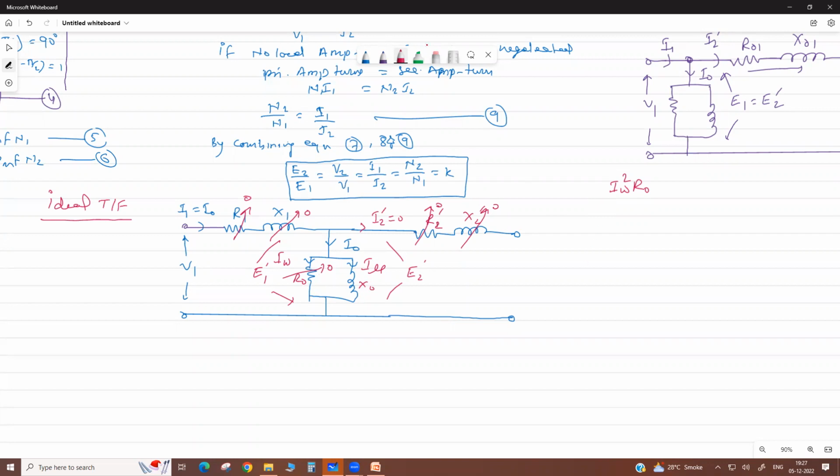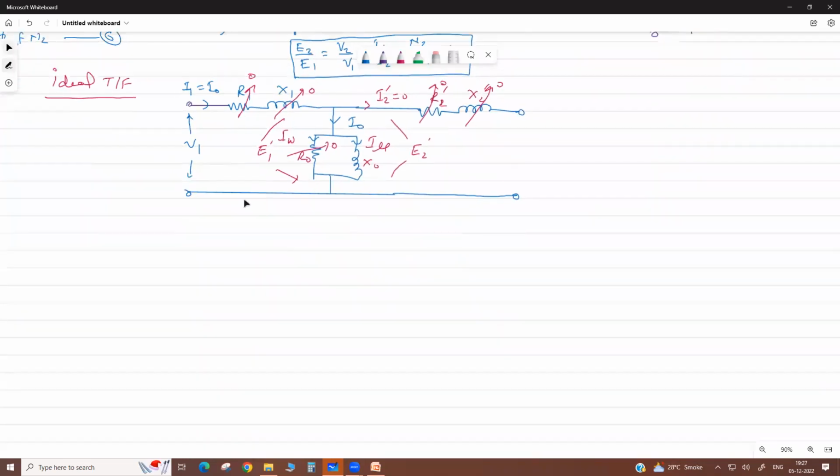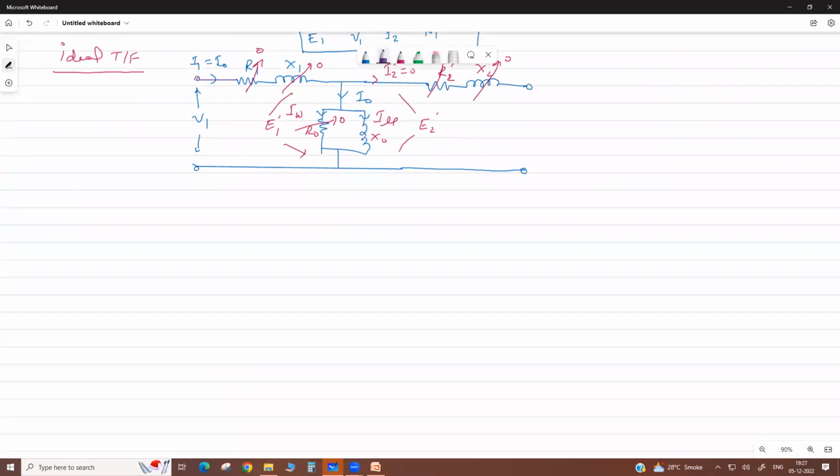So what is the equivalent circuit of an ideal transformer? Can you draw? This is the equivalent circuit of an ideal transformer.